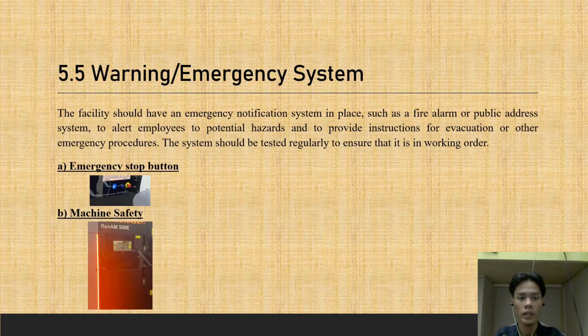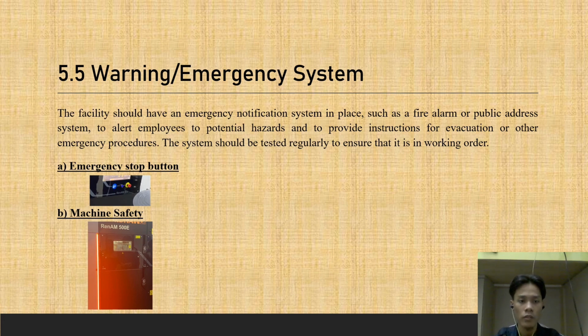For the last subtopic, which is warning and emergency system, the facility should have an emergency notification system in place, such as a fire alarm or public address system, to alert employees to potential hazards and to provide instructions for evacuation or other emergency procedures. The system should be tested regularly to ensure that it is in working order.